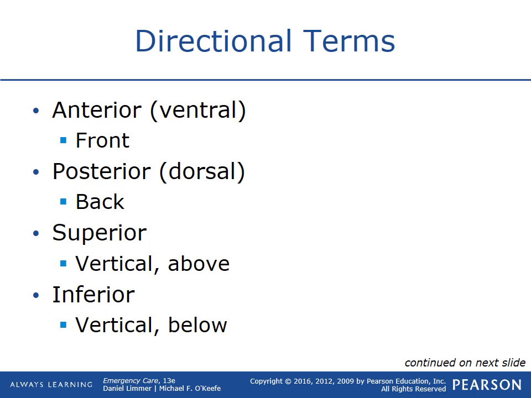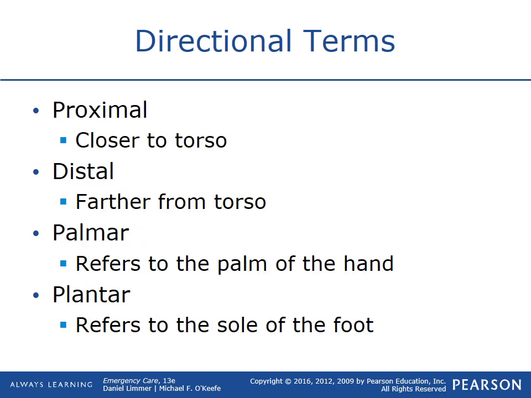Superior is the top part of the body, and inferior is the lower part of the body, if you were to divide a line going through the belly button into top and bottom portions. And when you refer to extremities, anything that is closer to the torso is proximal. Anything on an extremity that's farther from the torso is distal. Palmar refers to the palm of the hand, and plantar refers to the sole of the foot. That's how you plant your foot.